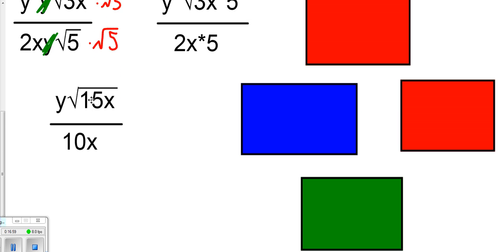Now again, 15 and 10, we might think that those can cancel out, but this is under the square root. So this is not the same as this. Same thing, the x is under the square root, so it can't cancel out with this x. This can only cancel out with things on the outside. So since there's nothing to cancel out with, this is our final answer.